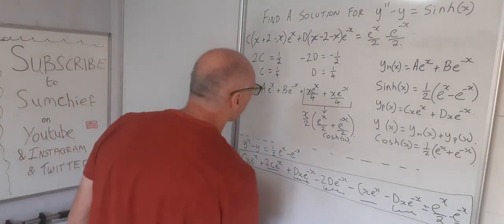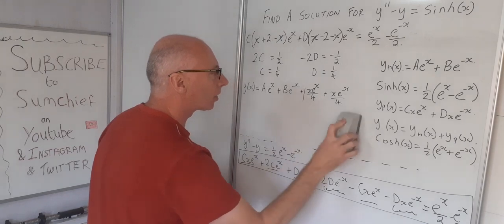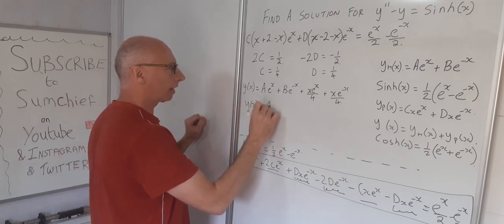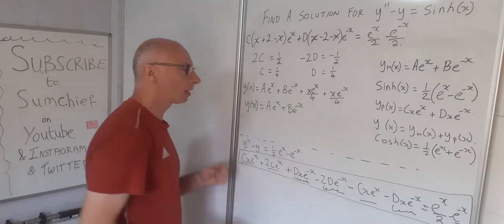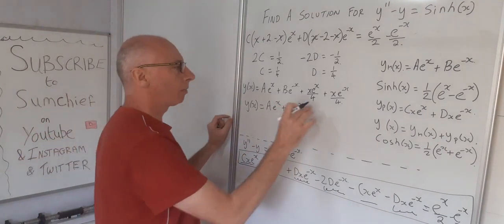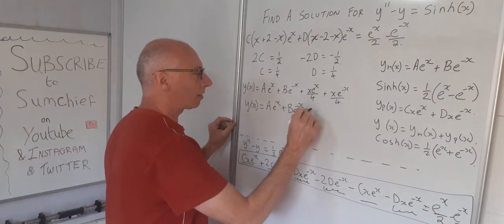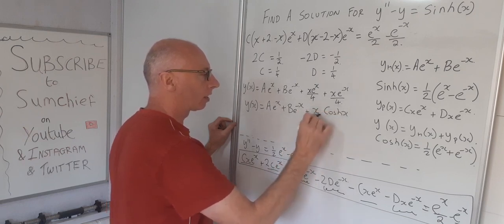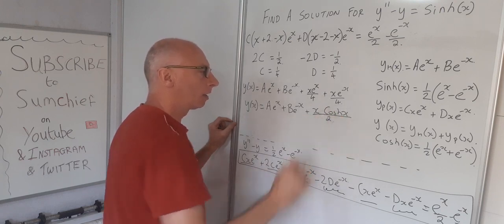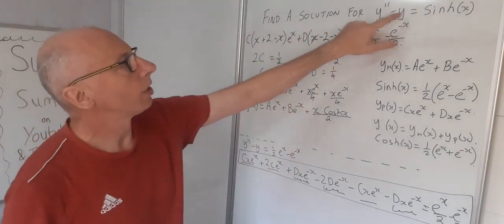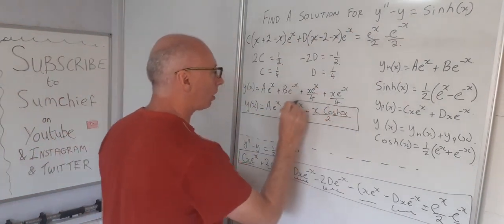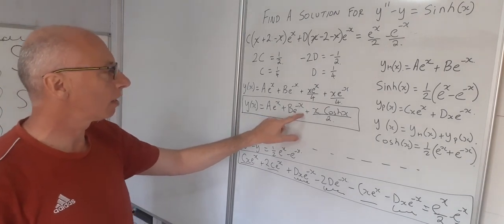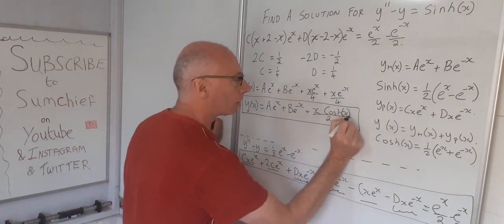So I can rewrite my solution here. Let's take these out. I can rewrite this now as y of x equals a e to the x plus b e to the minus x. Not a lot I can do here because my a and b I don't know, but this I do know. So I can write this now as plus x over 2 cosh of x. So let's just rewrite that a little bit neater. So that is then going to be my solution for this. So y double prime minus y equals sinh of x. My trial solution is going to be a e to the x plus b e to the minus x plus x cosh x over 2. Okay.